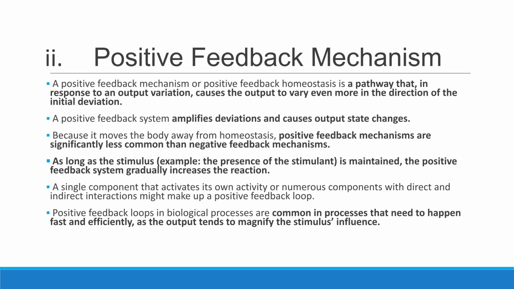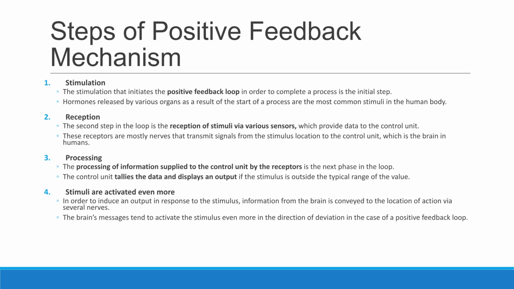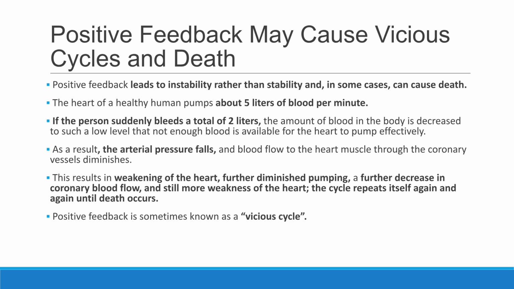It is less common than negative feedback because it moves the body away from homeostasis, but is useful for processes needing to happen quickly. The steps in a positive feedback loop are stimulation, often hormonal, reception by sensors, processing by the control unit, and further activation of the stimuli to amplify the deviation and complete the process. Positive feedback can lead to instability and is sometimes called a vicious cycle.